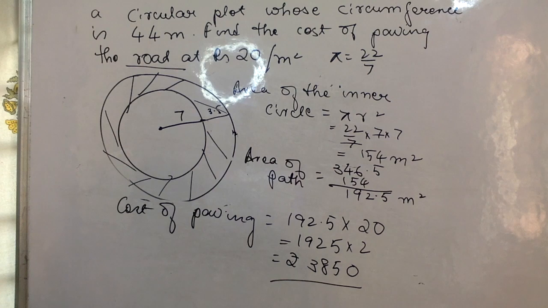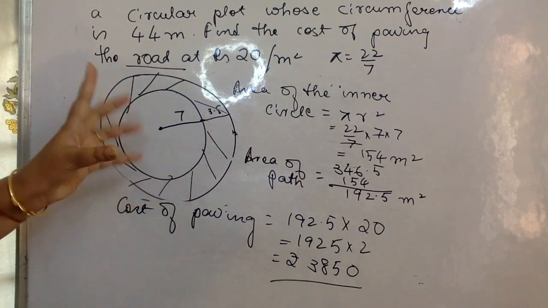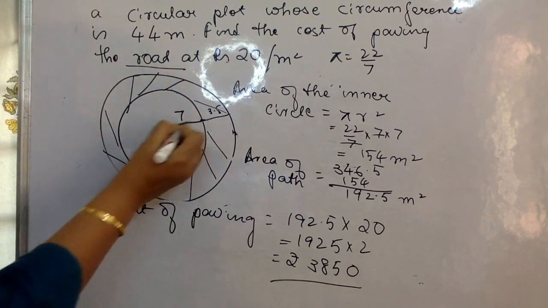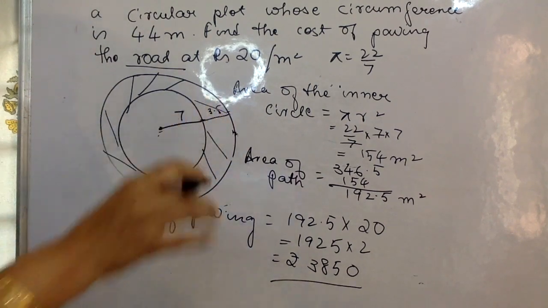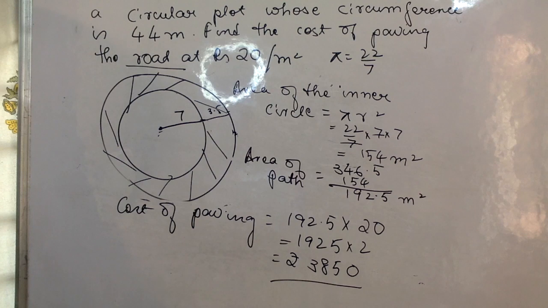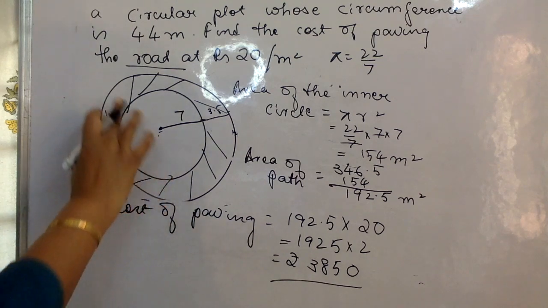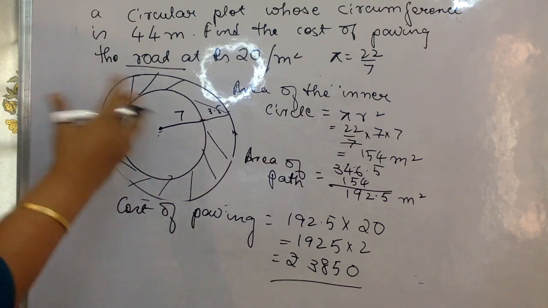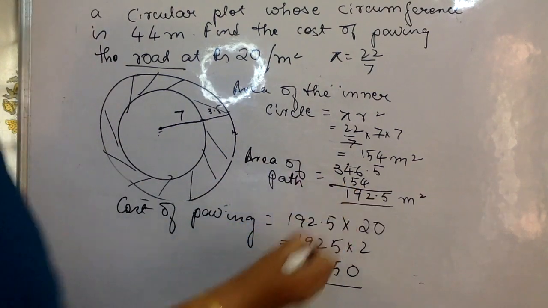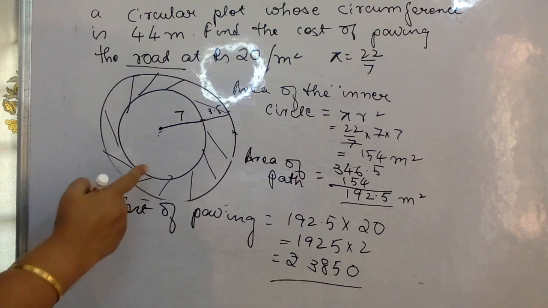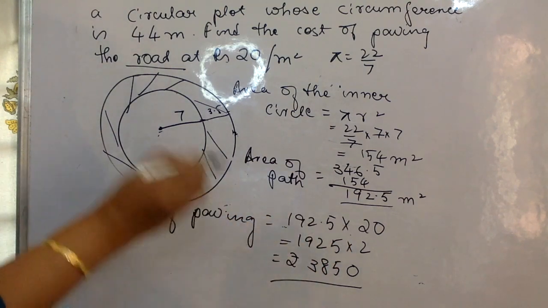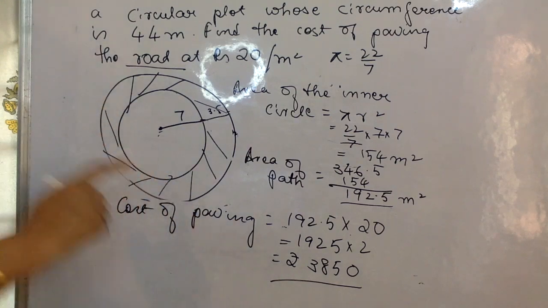So in a nutshell, first we find the radius from the circumference, then we get both radii, the inner one is 7, and adding the width we get the value of the outer one. Okay, and then we get the outer area by pi r square, we get the inner circle area, then we subtract, we get the area of the path. Once we get the area of the path, then we multiply it with 20 and get the cost of paving it in rupees.